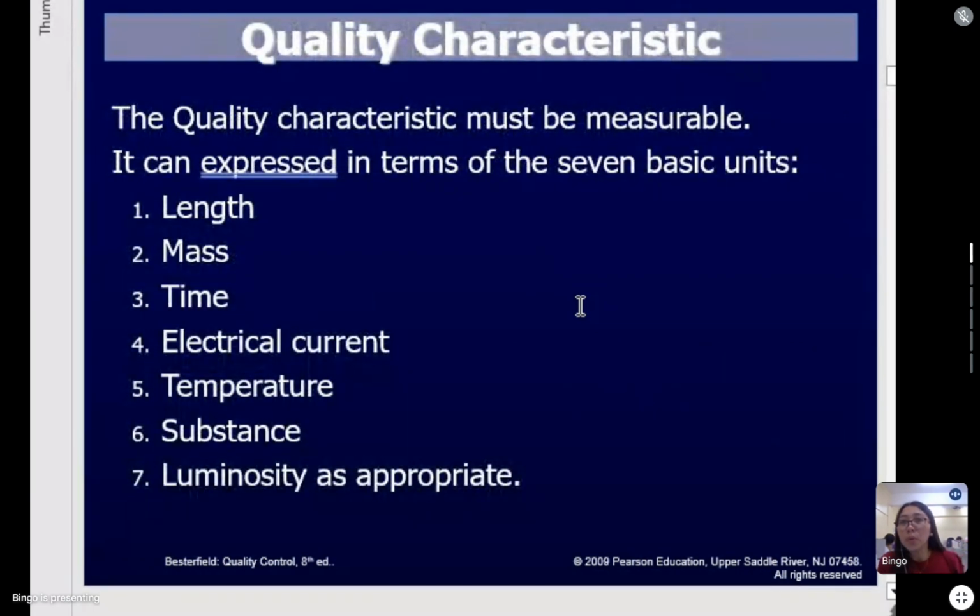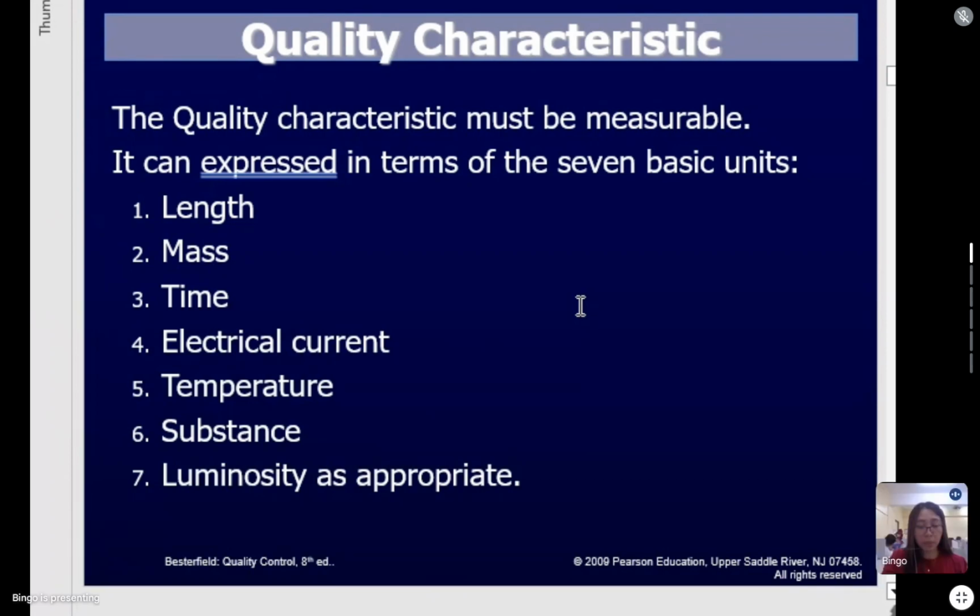So what are the quality characteristics that must be measured? The quality characteristics must be measurable, so that they can be expressed in terms of the seven basic units. What are those seven basic units? Let's have Desiree kindly read. Quality characteristic: the quality characteristic must be measurable. It can be expressed in terms of seven basic units: length, mass, time, electrical current, temperature, substance, luminosity, as appropriate.